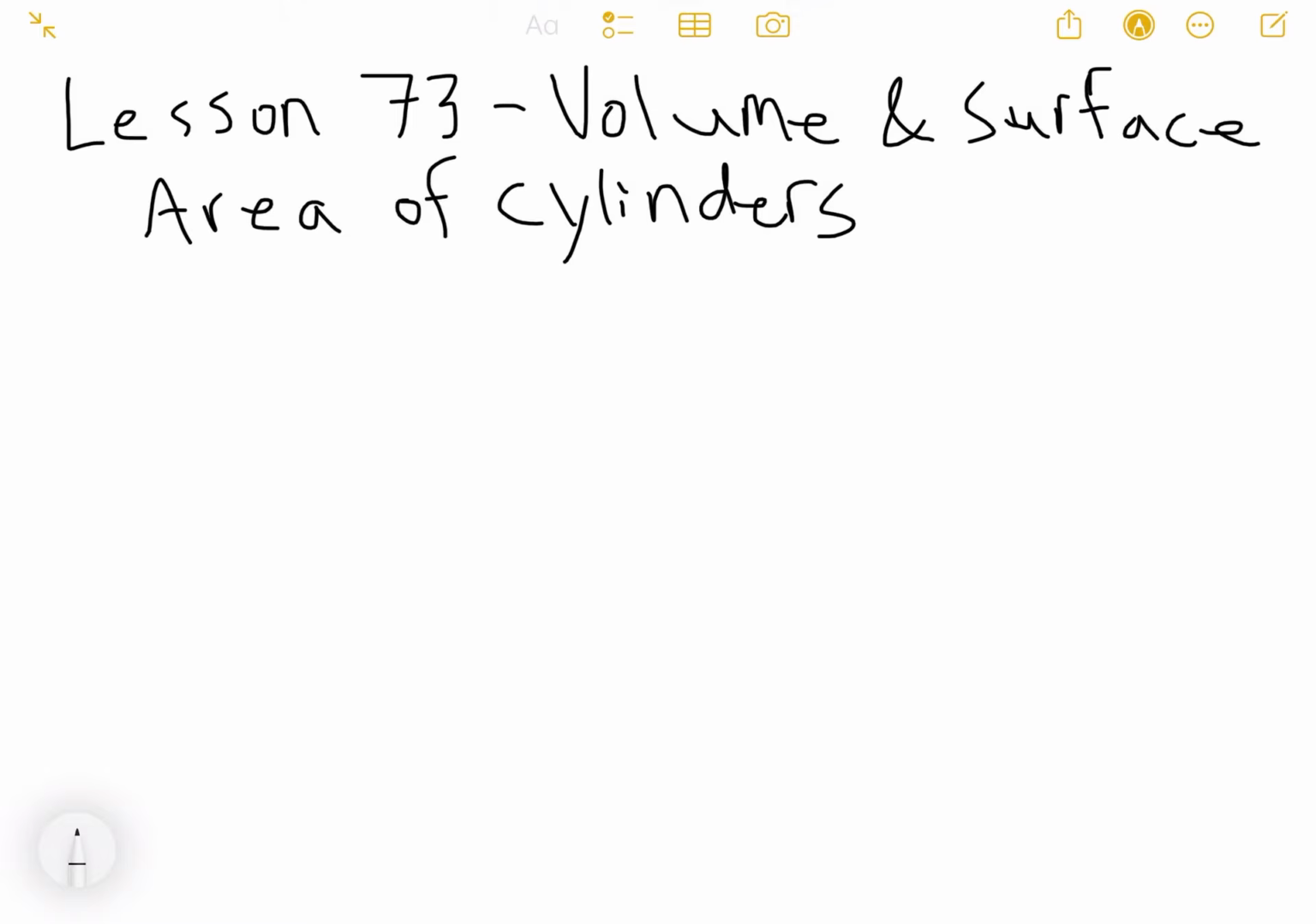Alright, so lesson 73, volume and surface area of cylinders. Volume, as you probably already know, is three-dimensional. So we're looking at this shape, and we're trying to figure out how much stuff fits in a container. And surface area is a lot like it sounds. It's just the surface area of something. And it's a cylinder.